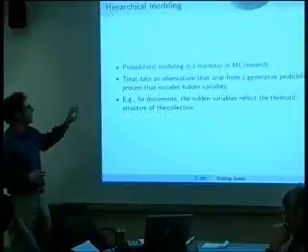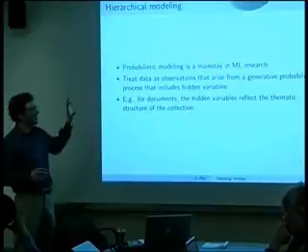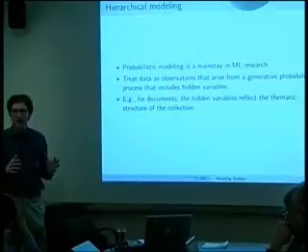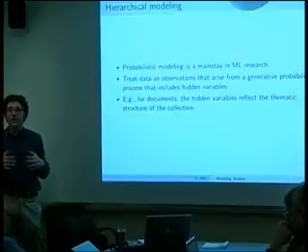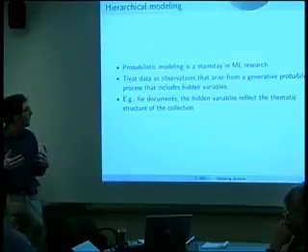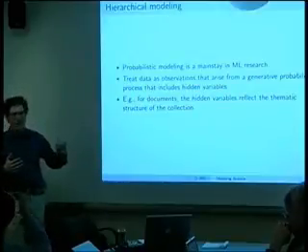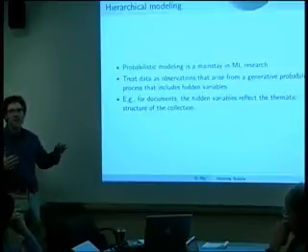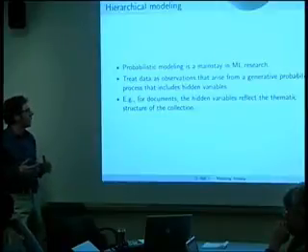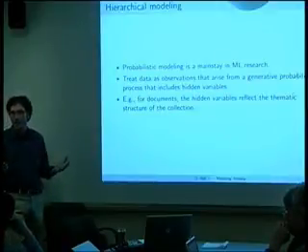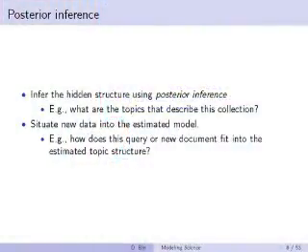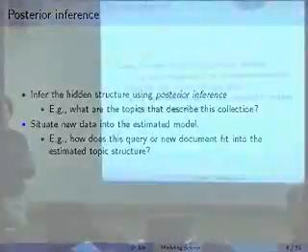Hierarchical modeling has become a real mainstay in modern machine learning research. The idea is that we take our data and treat it as observations that come from some generative probabilistic process that includes some hidden structure that we can't observe. For example, in a document collection, that hidden structure is the themes or the ideas that pervade the corpus that we can't observe just by looking at all the documents in a big bag. And so the goal in hierarchical modeling is posterior inference, to infer that hidden structure based on the observed data.